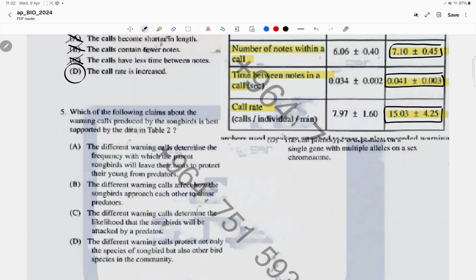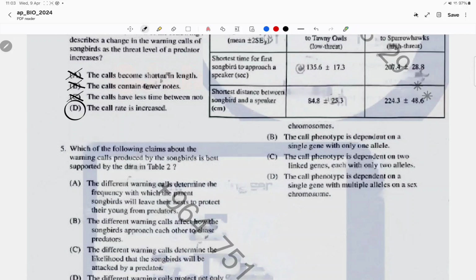Okay. Which of the following claims about the warning calls produced by the songbirds is best supported by data in Table 2? Now I'm going to go ahead and bring up Table 2 here. So which of the following claims about the warning calls produced by songbirds is best supported by data in Table 2? The different warning calls determine the frequency with which the parent songbirds will leave their nest to protect their young. Did you talk about the frequency by which they leave? No, it's not mentioned in Table 2.